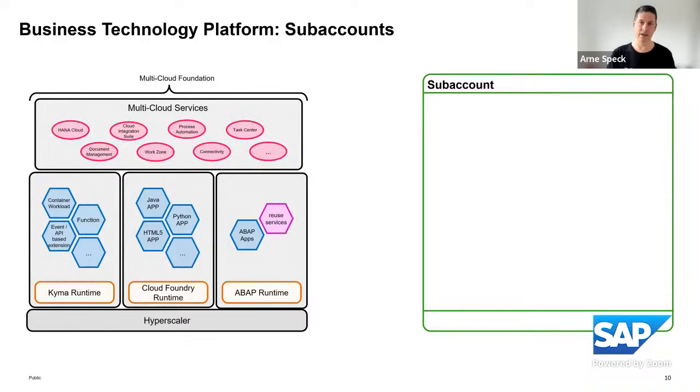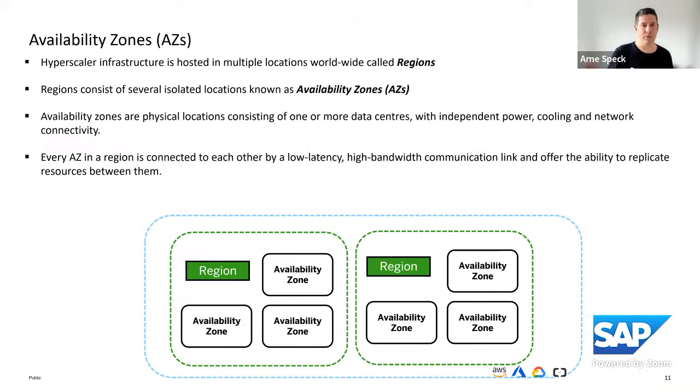If you want to create a sub-account, the first thing you need to do is to choose a region, like Amazon and Frankfurt, for example, which is then region EU10. So what does that mean? Basically, we're referring here to the regions as they are defined by the hyperscaler providers that we're leveraging for the infrastructure for BTP. So it's our partners, AWS, Azure, Google Cloud Platform and Alibaba.